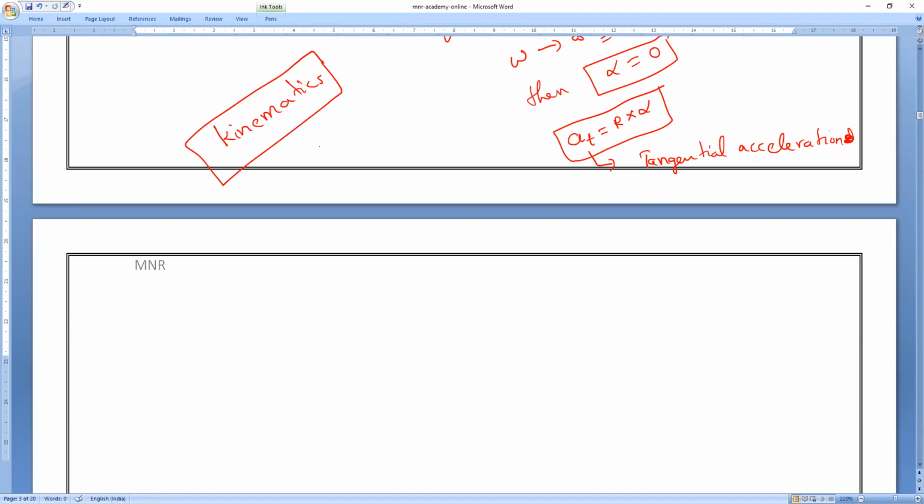So kinematics deals with the motion of a body, like how the body is moving, in what path it is moving, the X, Y, Z and all. In kinematics, we are not going to discuss anything related to terms like force or the magnitude of force.